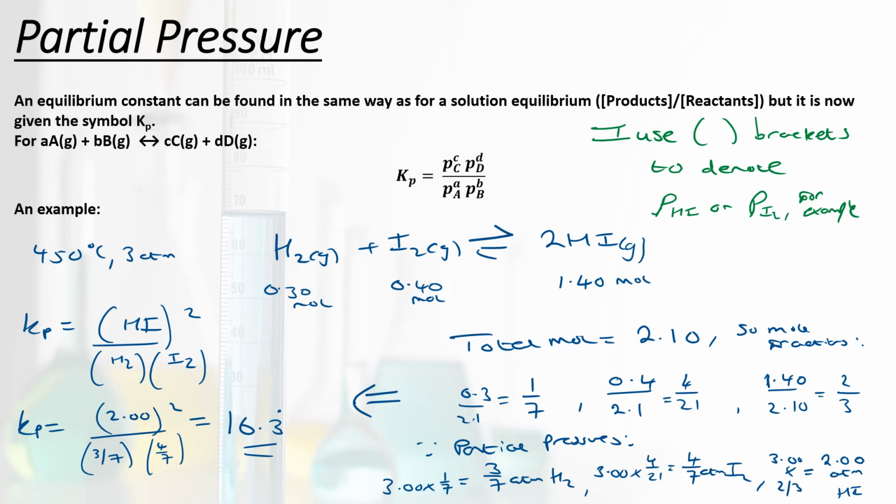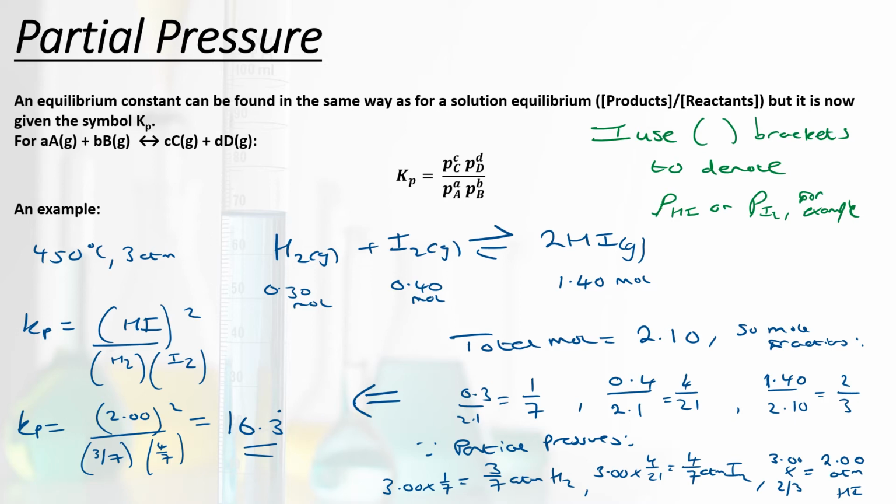And then finally, the partial pressure of the HI is the mole fraction of 2/3 multiplied by the total pressure of 3 atmospheres to give 2 atmospheres. And a way to just double check this is that the sum of the partial pressures should equal the total pressure. So if we do 3/7 plus 4/7 plus 2, that equals 3, which is our total pressure. So a good way to double check you've done these calculations right is to make sure that your partial pressures equal the total pressure. If they don't, then you must have made a mistake either in calculating the partial pressures or in calculating the mole fractions.